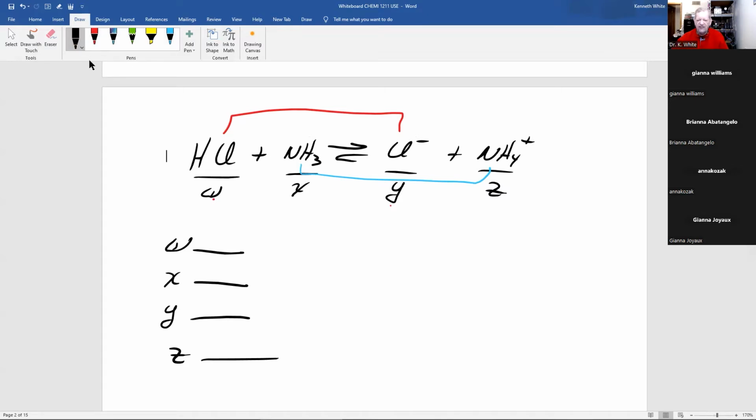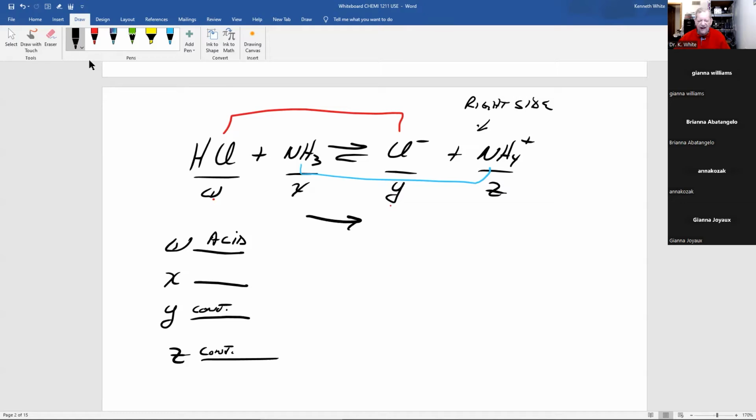Now, by definition, the right side are always the conjugates. So I'll write that in. Now, if we look from W to Y, does it gain a proton or lose a proton? Count the hydrogens: it goes from 1 to 0. It donated or lost a proton. So what do we call a proton donor? An acid.